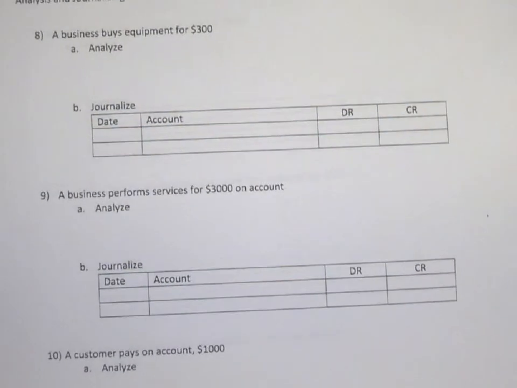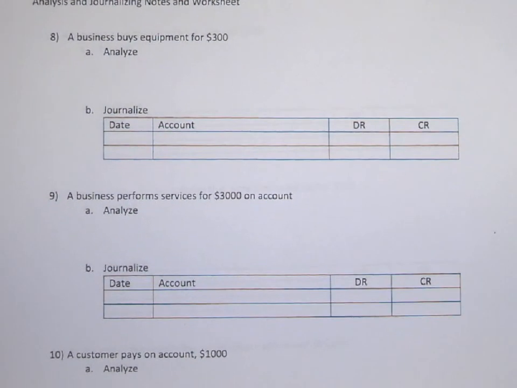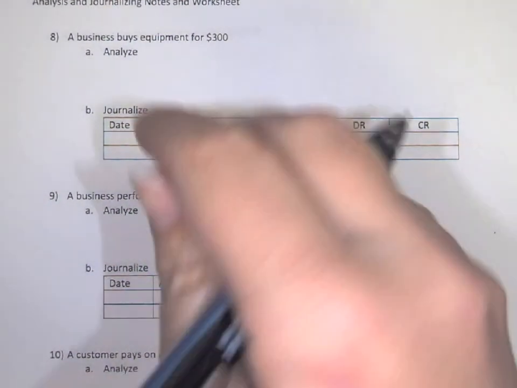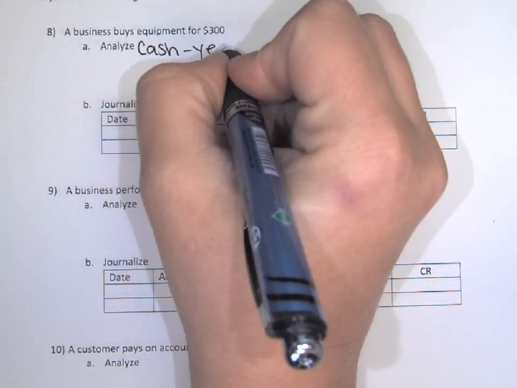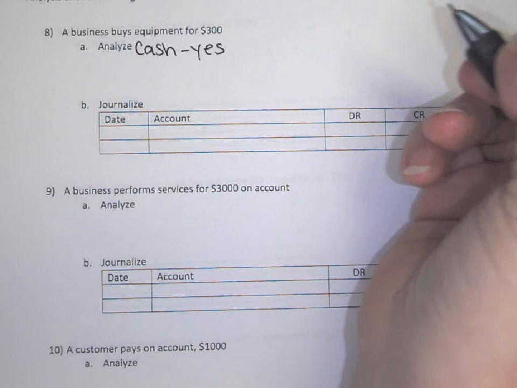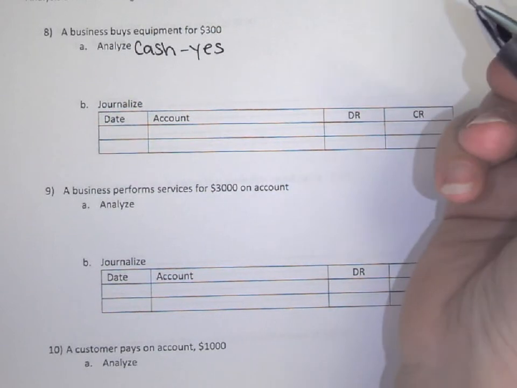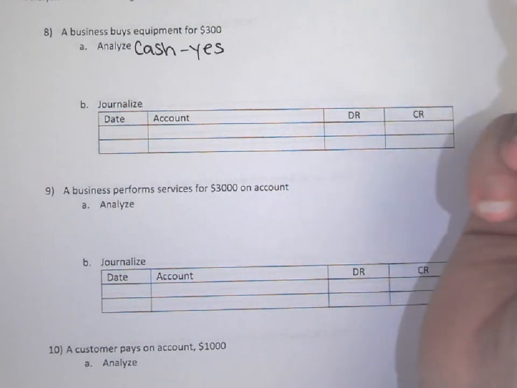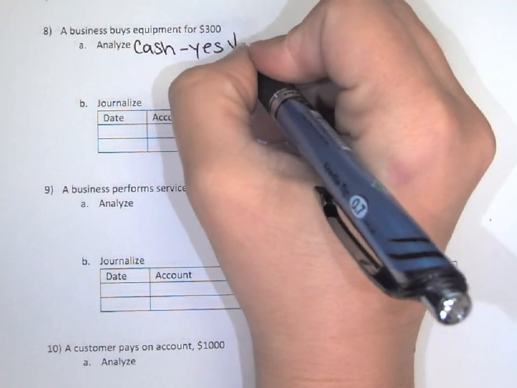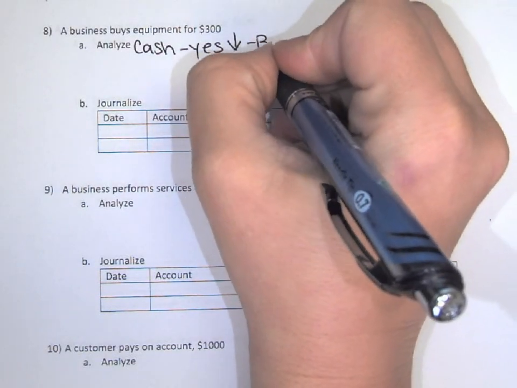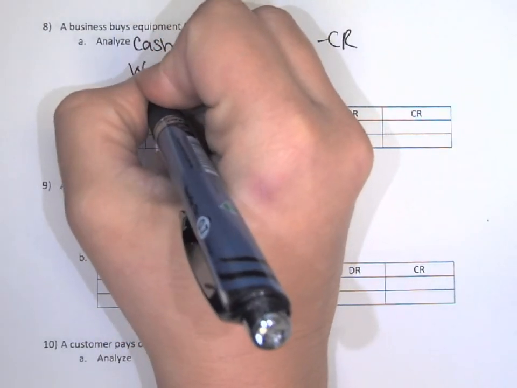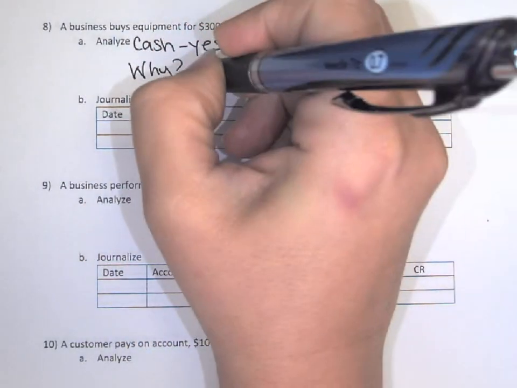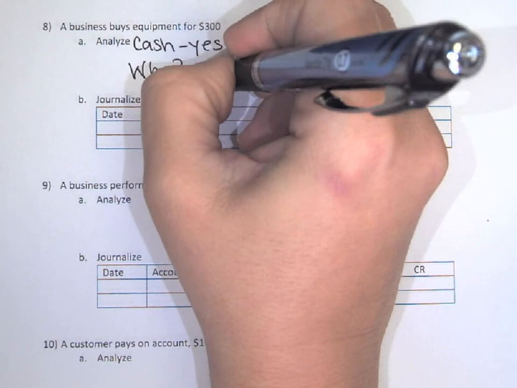Okay. Number 8, a business buys equipment for $300. So is cash involved? Well, yes it is. Why? Because we bought something, and it doesn't say on account. It doesn't give us any terms at all, which means we paid cash for it. And my cash is going down. That means it will be on the bottom. That is the credit. Why is my cash going down? Well, because I purchased what?